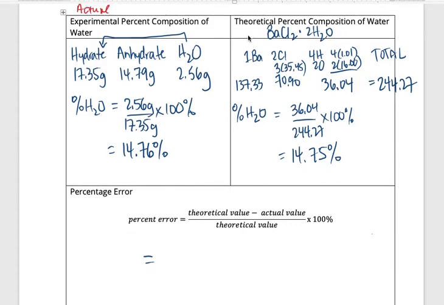Let's change the title here. It said actual, it should be theoretical. So theoretical, this is in a perfect world, this is what percent of water will be of this compound barium chloride dihydrate. Okay, so 14.75%.